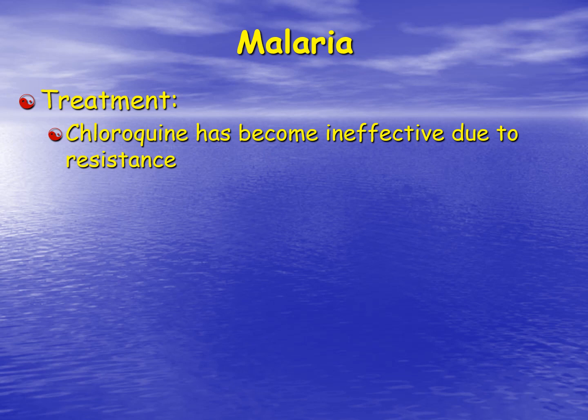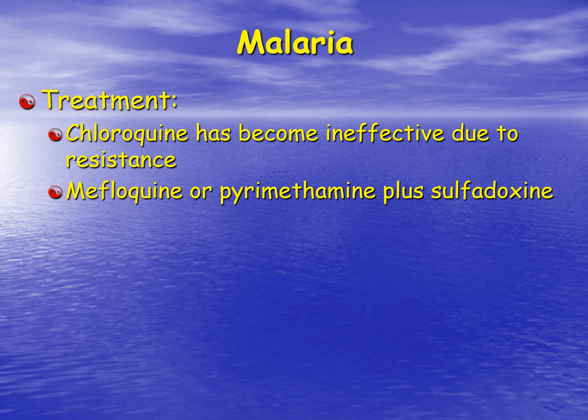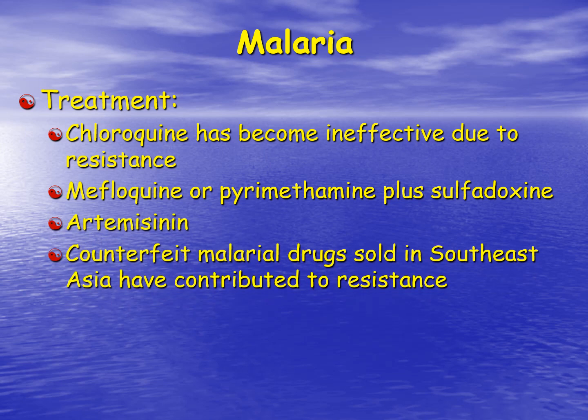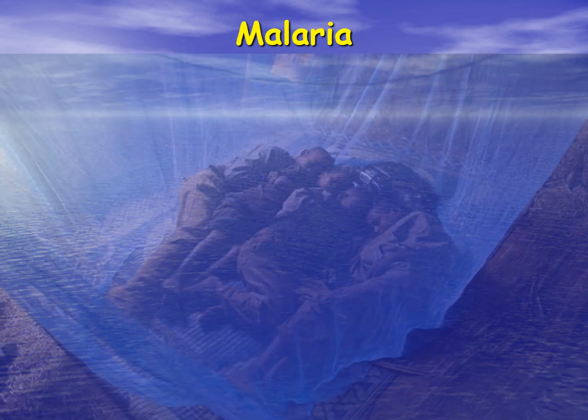For treatment, chloroquine, which is a form of quinine, has become ineffective due to resistance because we have used it for so many years against malaria. So mefloquine or pyrimethamine plus sulfadiazine has been used pretty effectively in the last few years. Artemisinin is also another one that's been used, though I don't know a lot about that one. Counterfeit malarial drugs sold in Southeast Asia have probably contributed overall to resistance of the malaria protozoan.